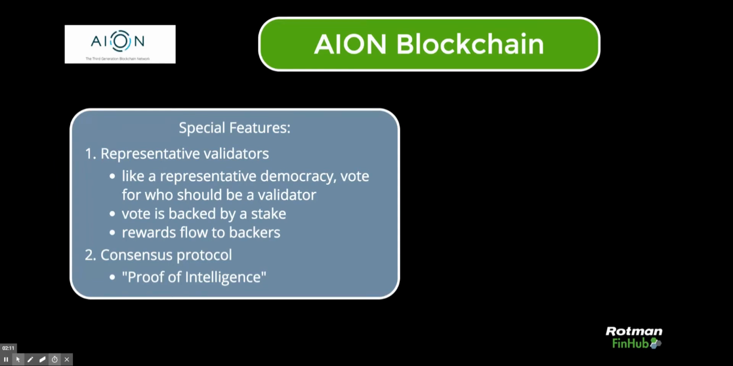Now, the way it works is that your validator, if so chosen, would then validate the blockchain or validate transactions. And there will be a reward coming from tokens for the network bridges. And those flows will then go back to the backers of the validator. And the consensus protocol that they are engaged in is the so-called proof of intelligence.